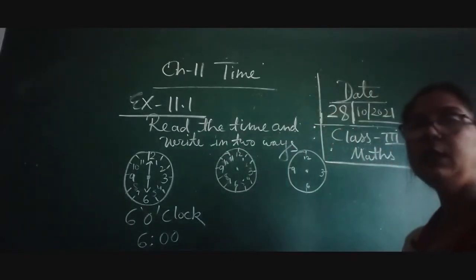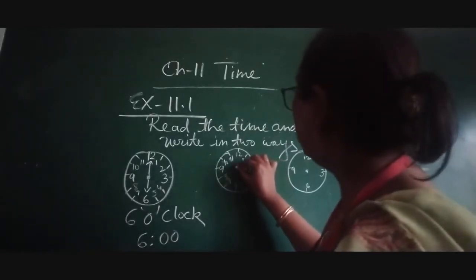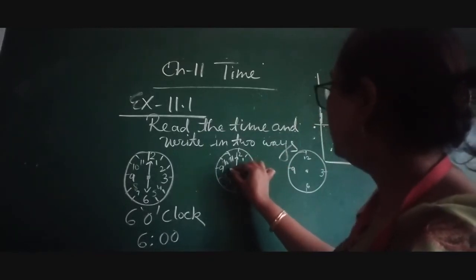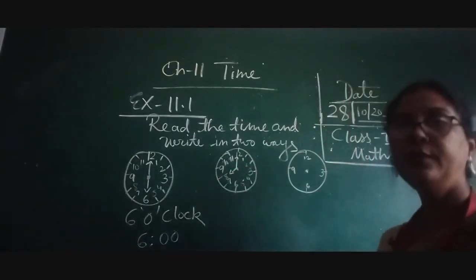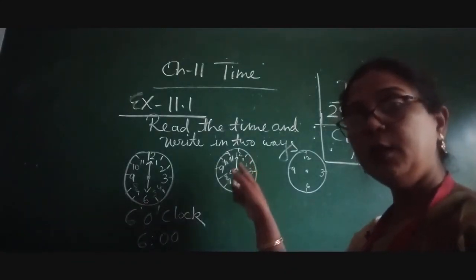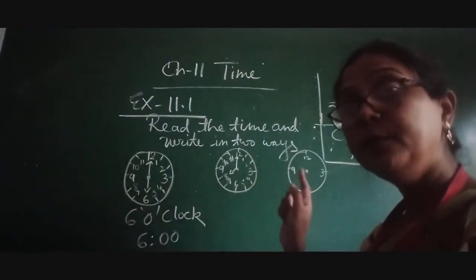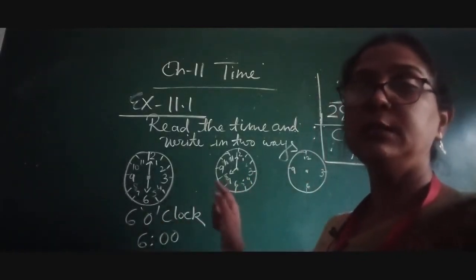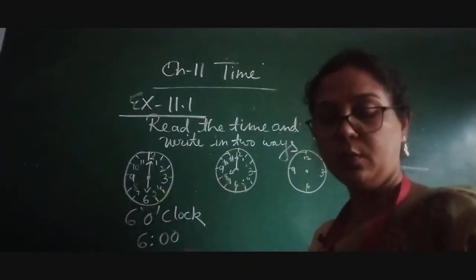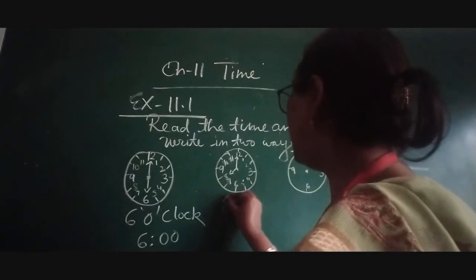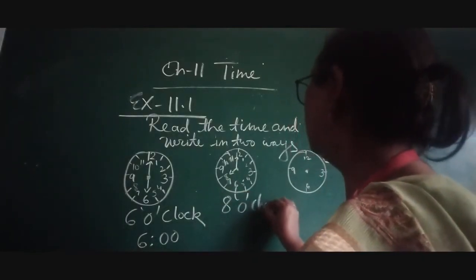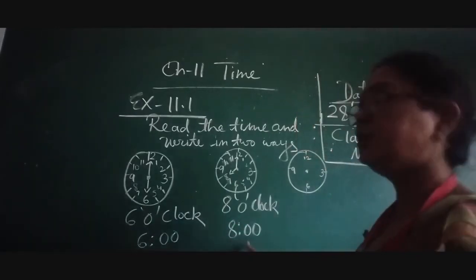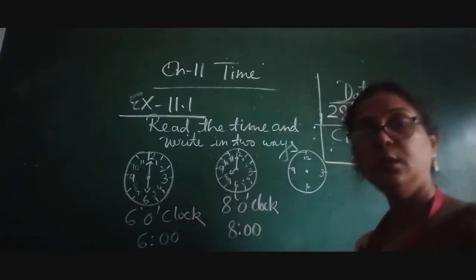Now children, here you can see the bigger hand is at 12 and the shorter hand is at 8. So how can we see this? The bigger hand is at 12 and the shorter hand is at 8. So if the shorter hand is at any number, we will consider that number, so this is 8 o'clock. Okay. So we will write 8 o'clock and we will write here 8. This is the way of writing time.